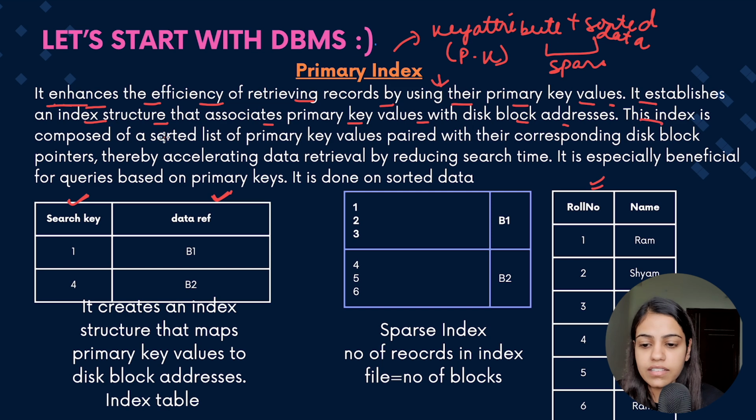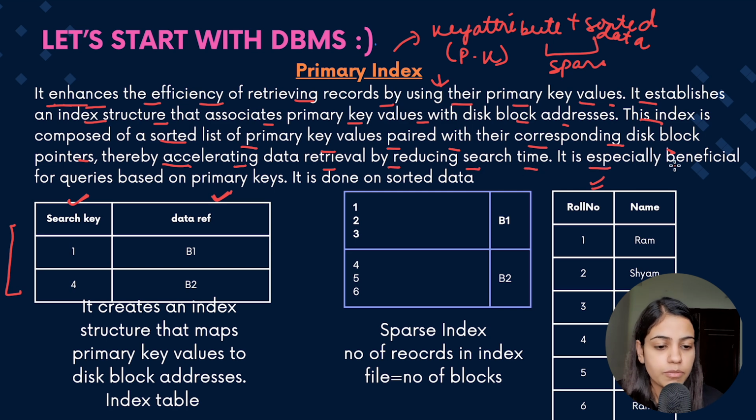Now this index is composed of a sorted list of primary key values with their corresponding disk block address. So this is sorted data of the primary key values and their disk block address, thereby accelerating data retrieval by reducing the search time. It is especially beneficial for queries based on primary keys. It is done on sorted data. So whenever our data is sorted and we have a primary key present in our table, and we want to index our primary key, we use this primary index.